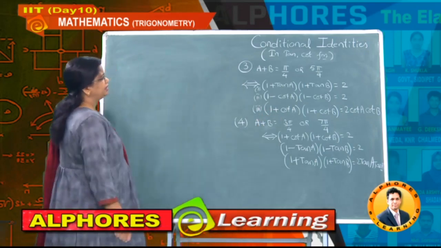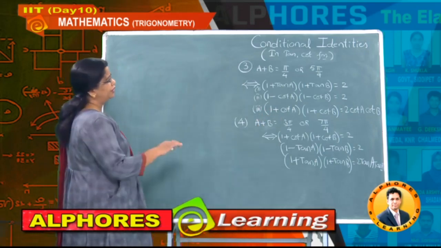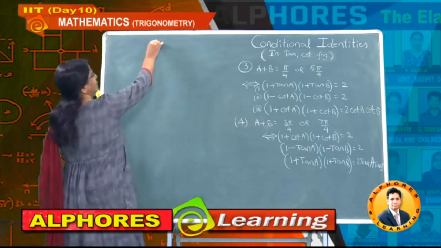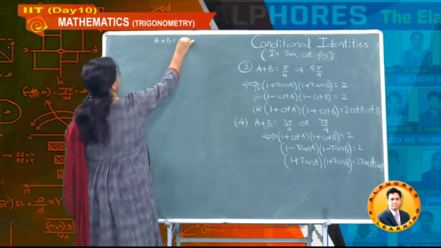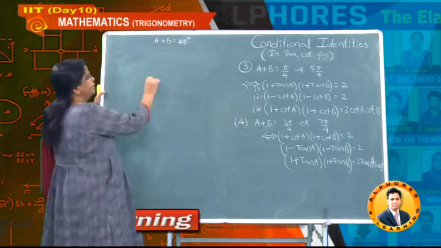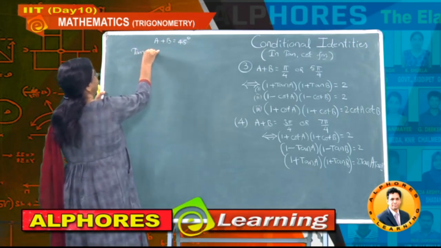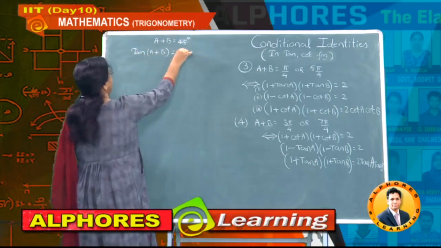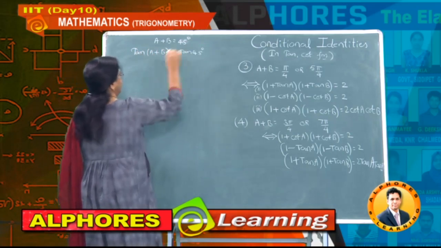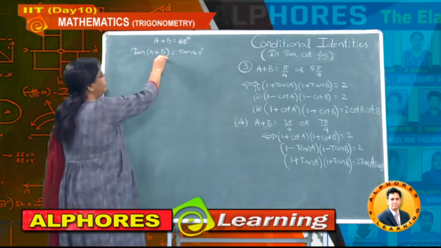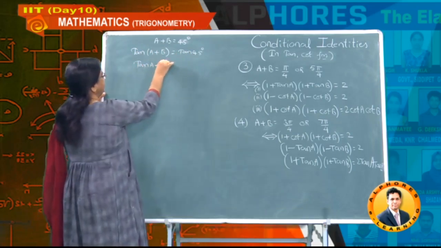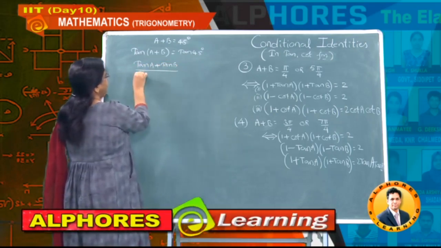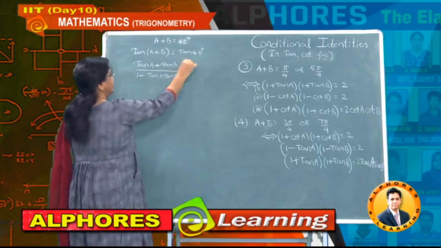Third one, a plus b is 45 degrees, given. One of the methods you can use is, as this is our data, that is 45 degrees, I am taking the tan function on both sides. Then tan of (a plus b) equals tan 45 degrees. Now let us write the formula which we discussed in the previous session: tan A plus tan B divided by 1 minus tan A tan B. Then what is the RHS? The RHS is nothing but 1.